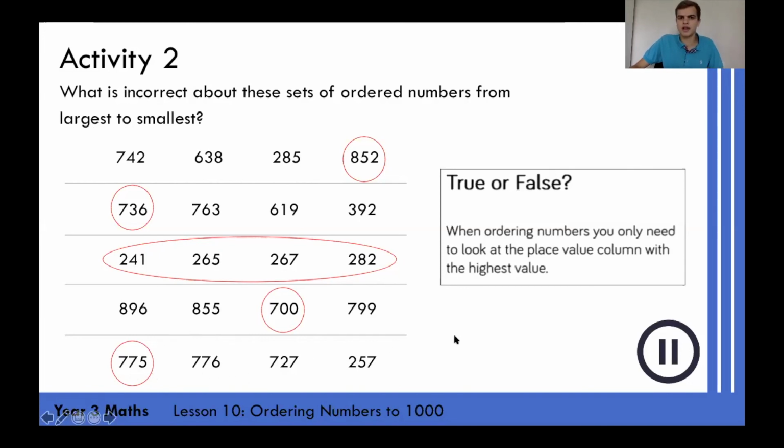Let's have a look at this true or false then. When ordering numbers, you only need to look at the place value column with the highest value. What did you think, true or false? A bit tricky, it's trying to catch you out, I think, but it is actually false because it's true that I need to look at the column with the highest value first, but if the hundreds are the same, they're equal, I then need to look at the tens. And if the tens are the same, then I need to look at the ones. So it is true that I need to look at the column with the highest value first, but I don't only need to look at the column with the highest value because if the highest value is the same, then I need to move on. So that is false. Well done if you managed to understand and get that as well.